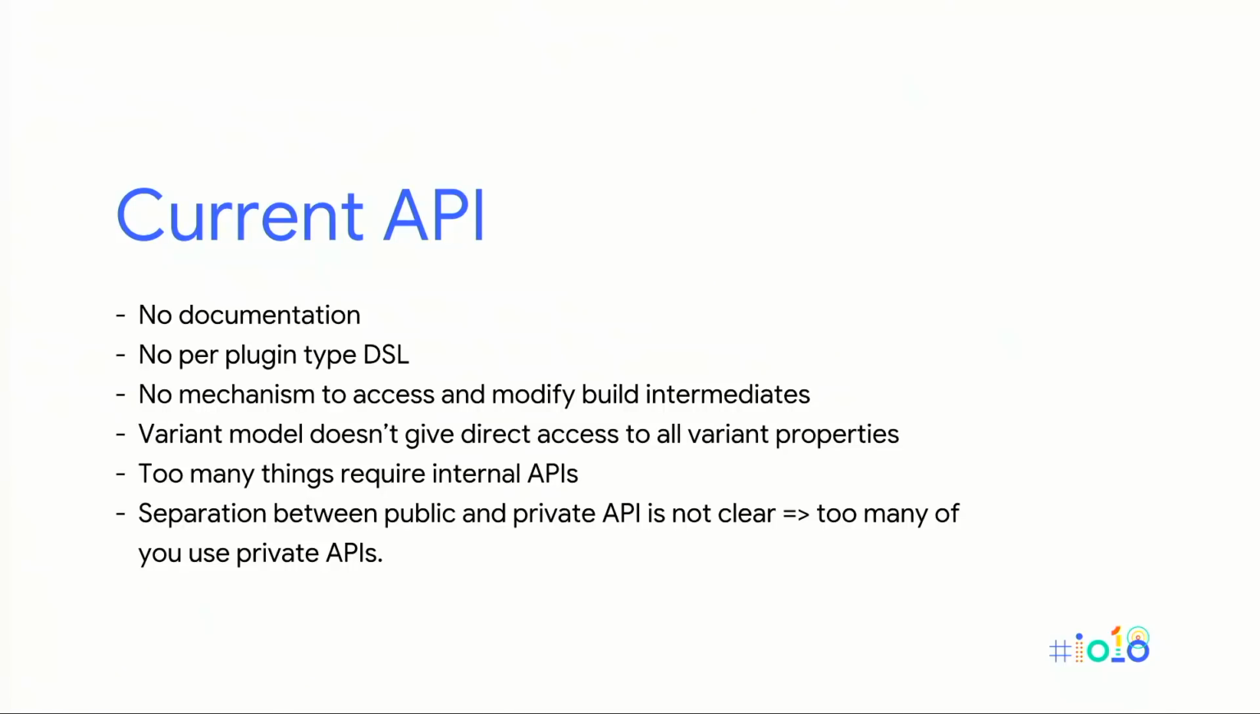There's no mechanism to access the intermediate files. So some people would like to have access to the merged manifest, class files, dex files, you name it. You can't really do it in a nice way. The variant module doesn't give access to a lot of information coming from the variant properties, so you only have access to part of the truth. And then there's just too many things that require internal APIs, hacking tasks. The separation between public and internal APIs is not well defined, so you don't know when you're switching from one to the other. So it's a mess.